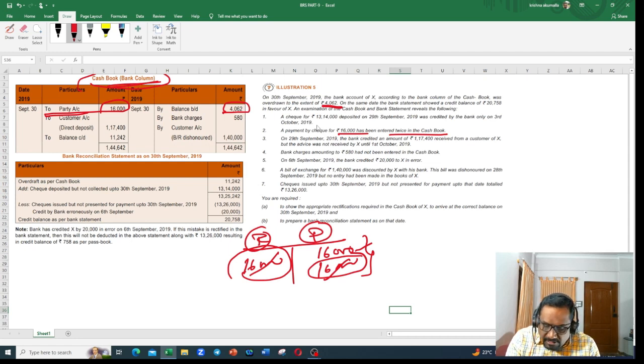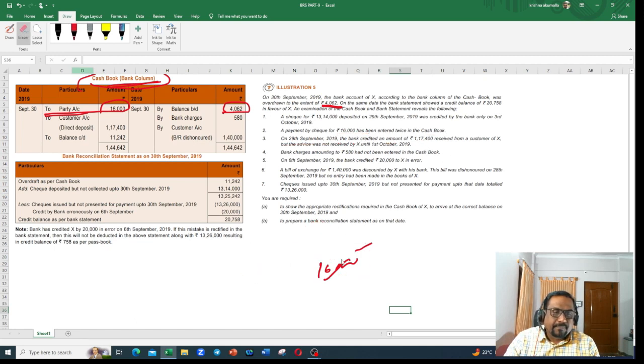Next, on 29 September 2019, the bank credited an amount of 1,70,400 received from a customer of X, but advice was not received by X until 1st October 2019.